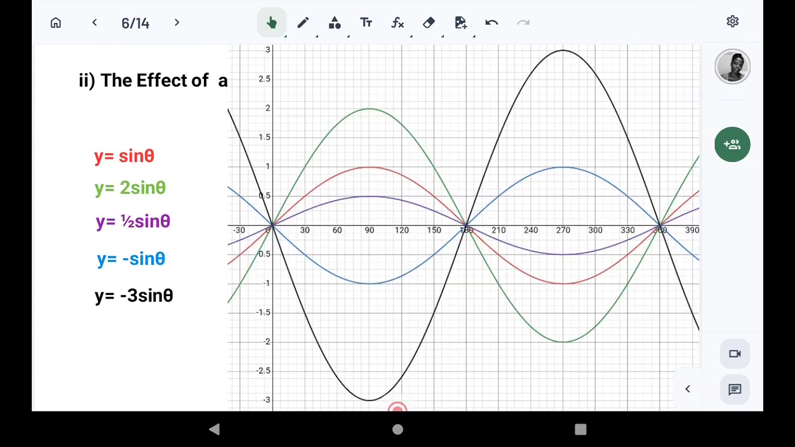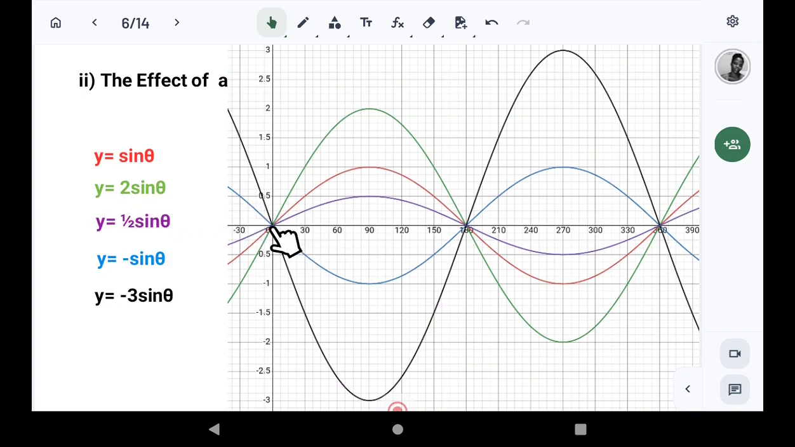That's the effect of q. Now let's look at the effect of a on the graph. Let's start from the original, y equals sine theta. In this case, our a is equal to 1. You've got your normal graph, right? What happens when your a is 2? In other words, y equals 2 times sine theta.